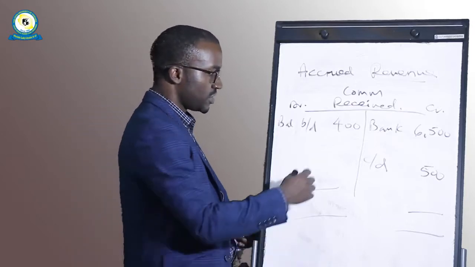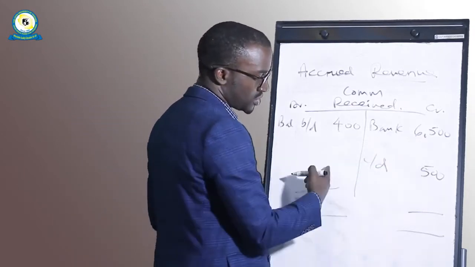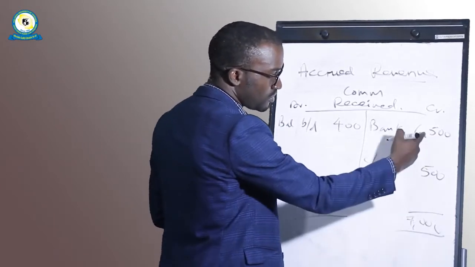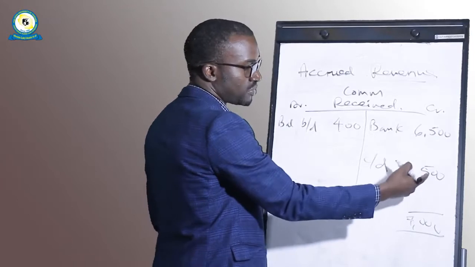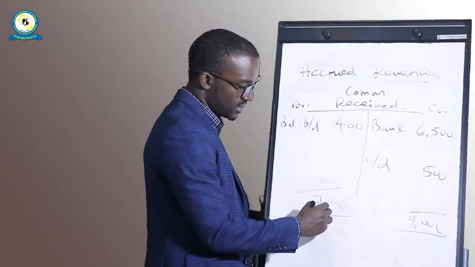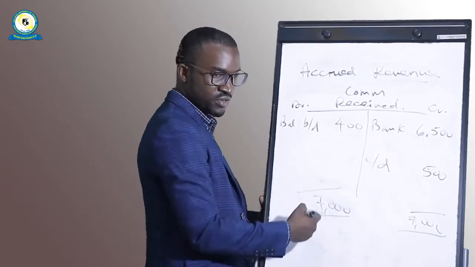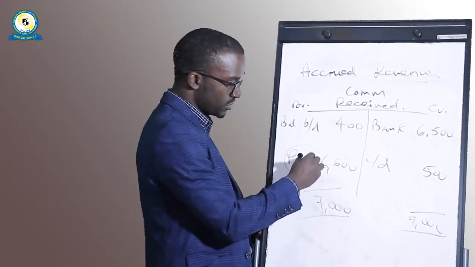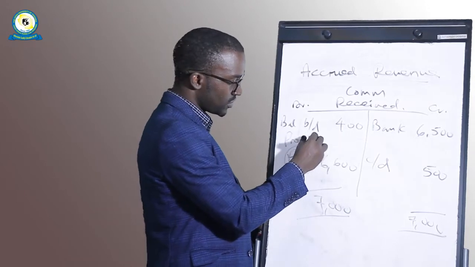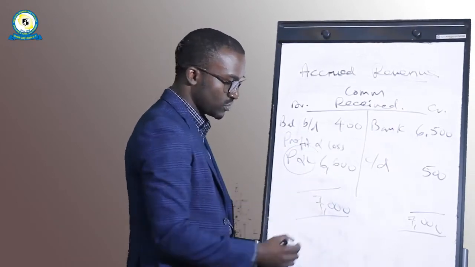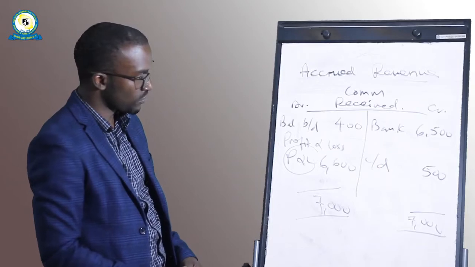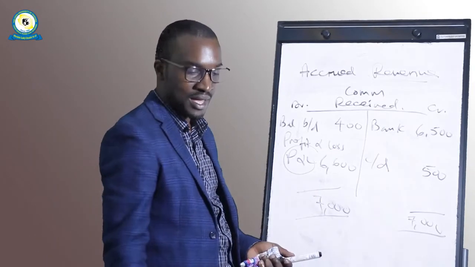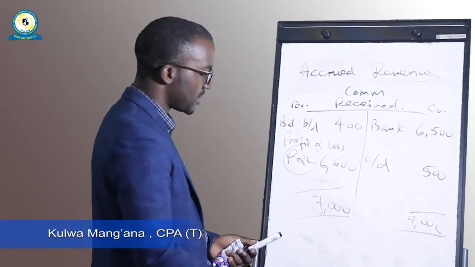Okay. Now the difference here is going to be which side is bigger. This side is bigger. It's going to be 7,000, because this is 6,500 plus 500, 7,000, and here it is going to be 7,000. The difference here is going to be 6,600. So this is the one that is going to be taken to the profit and loss. We're going to take 6,600 to the profit and loss as an income for the year.